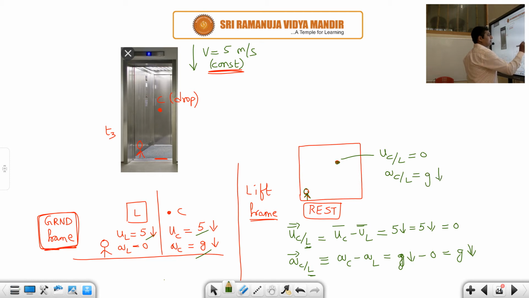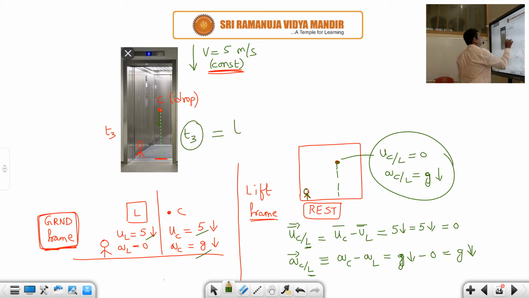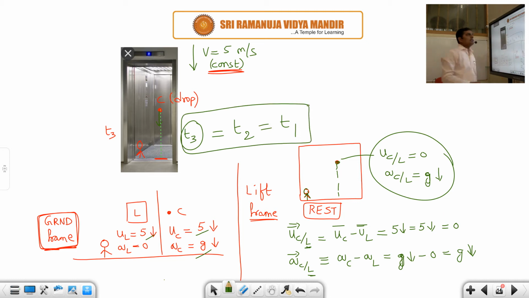So now what will happen? It will go like this, students. g is downwards, so it will follow the same path. These conditions are the same. So even if you calculate time t3, it has to be equal to t2, which should be equal to t1. So all the coins will fall on the floor of the lift at the same time. Very interesting. Correct or not, students?